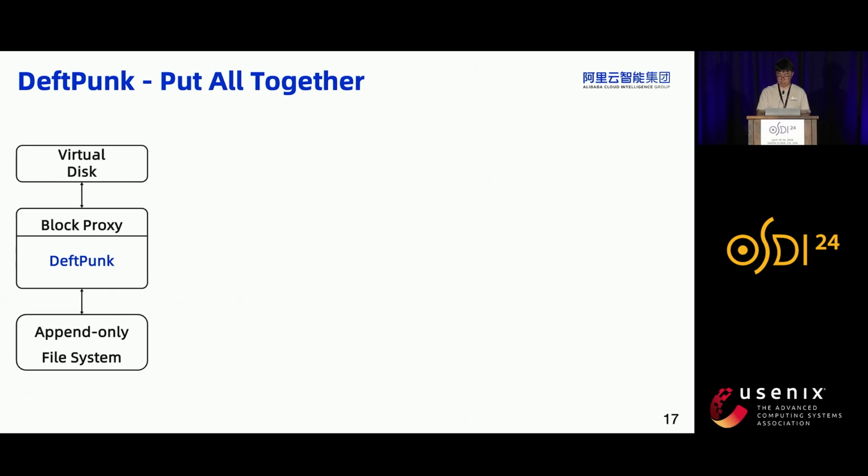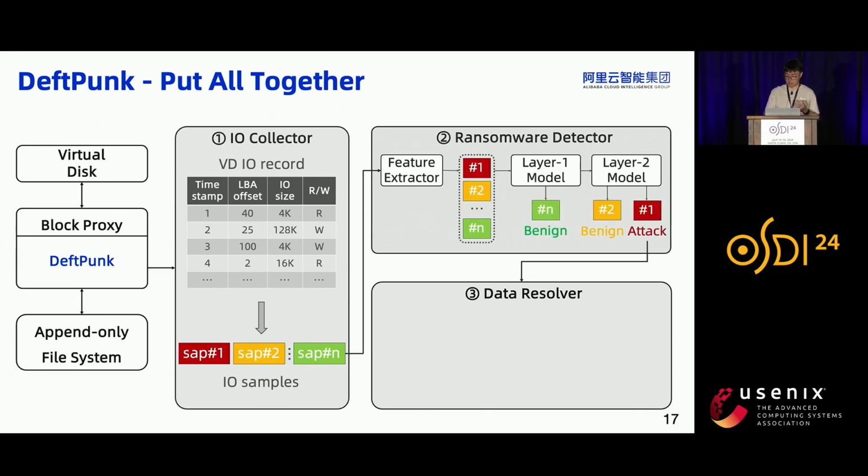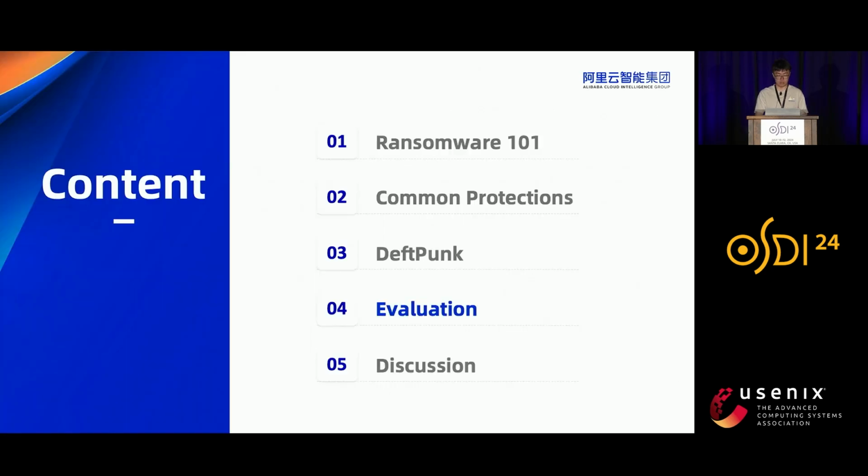Putting it all together, there is an IO collector to collect our traces and split the records into samples and feed them to our ransomware detector. The ransomware detector extracts the features and feeds them to the two-layer model. Once the ransomware detector detects an attack, we use a data reverter to do the undo and redo based on our prepared snapshot and write logs.